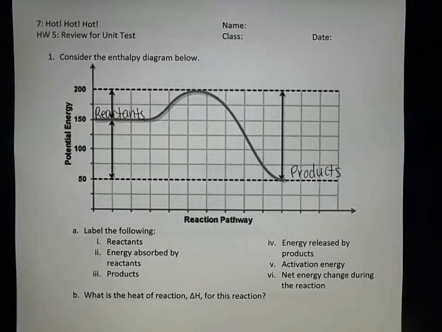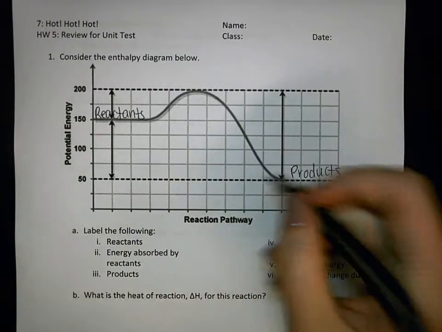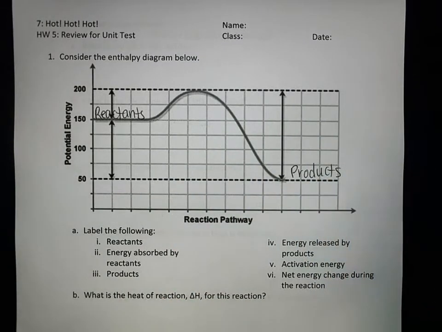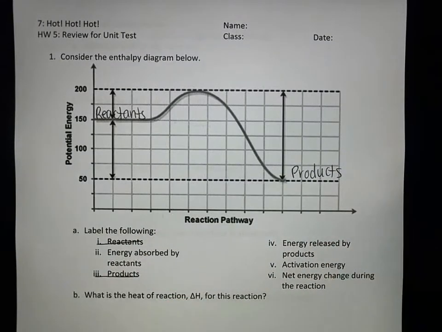This axis is the reaction pathway. You can think of it as time. It's how far along we are in the progress of the reaction. The other things that we need to fill in are all related to energy.